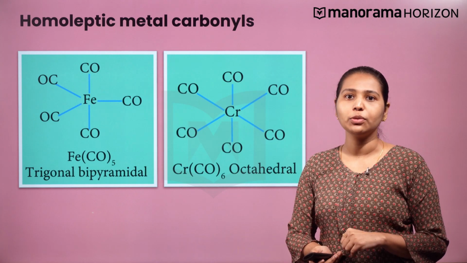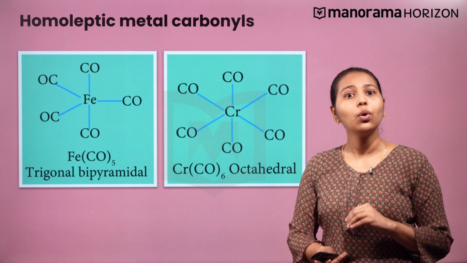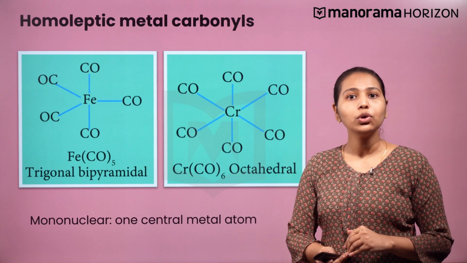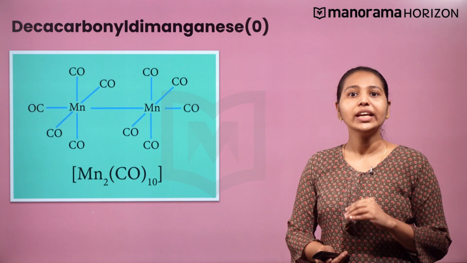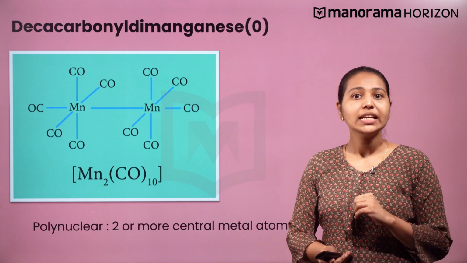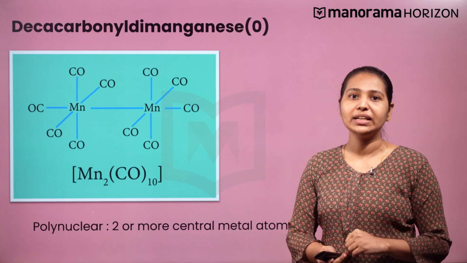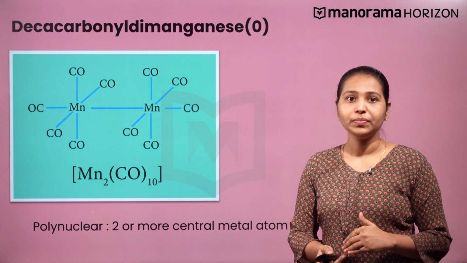with octahedral geometry. Have you noticed, so far we discussed metal carbonyls with only one metal atom as a central atom. These are called mononuclear metal carbonyls. Now we will discuss structures of a few carbonyl complexes with two or more metal atoms. Such complexes fall into the category of polynuclear metal carbonyls. Here I have shown decacarbonyl dimanganese(0).